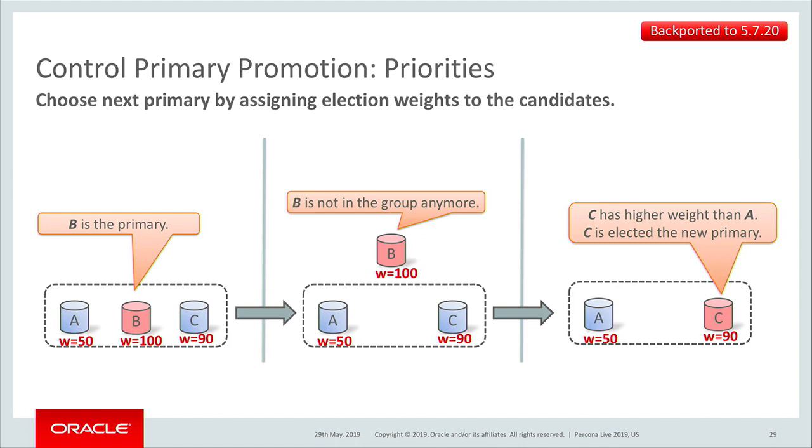Another thing that was backported into 5.7 was the ability to control which server would be selected as the new primary next. You can assign different weights for the election, and depending on the weight setup, a new primary will be selected according to this setup. So you can basically influence the election mechanism of the new primary.